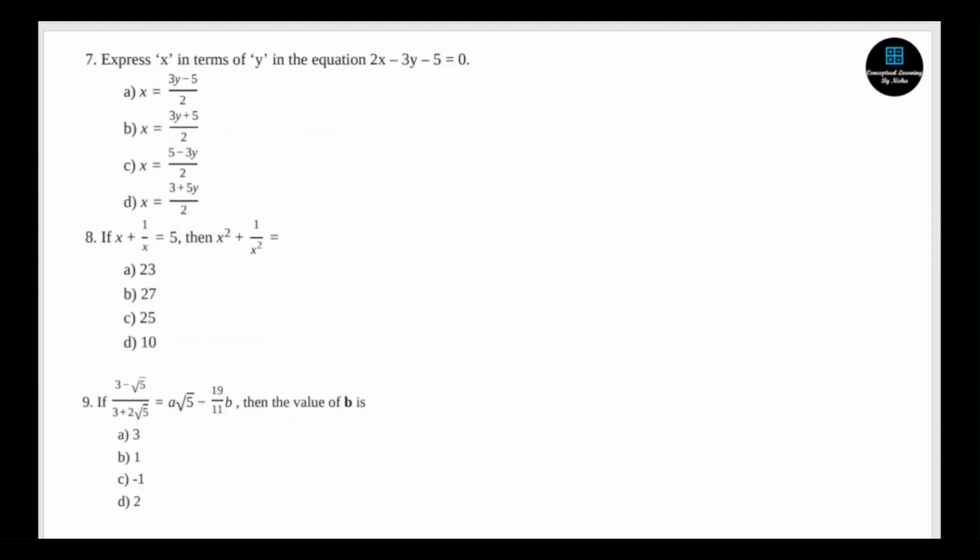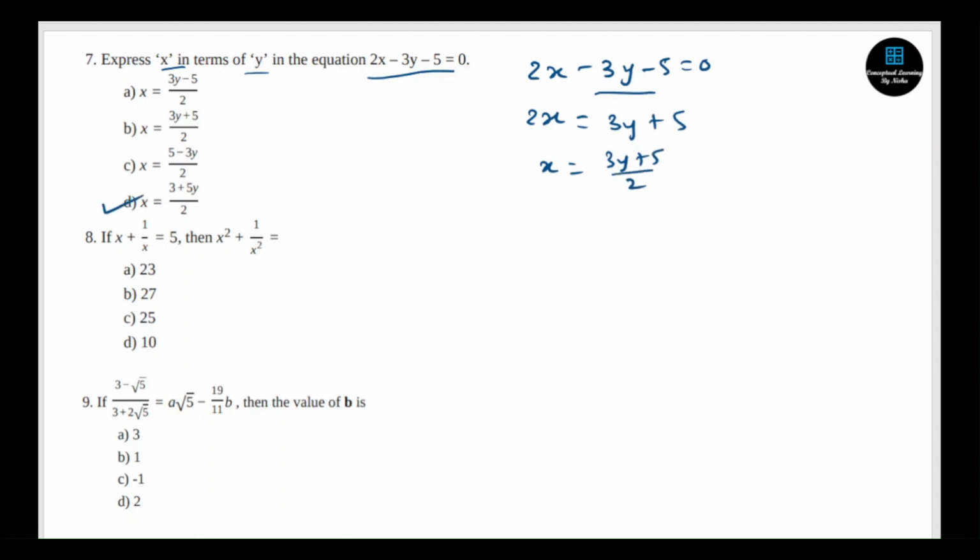Okay. Now express x in terms of y in the equation. So do it carefully. Okay. Very easy question. 2x minus 3y minus 5 equals 0. First of all, just put x alone, because I want x in terms of y, right? So x alone. Put the other terms on the other side of the 0. So 3y plus 5. And now x is equal to (3y plus 5) upon 2. Very easy, right?